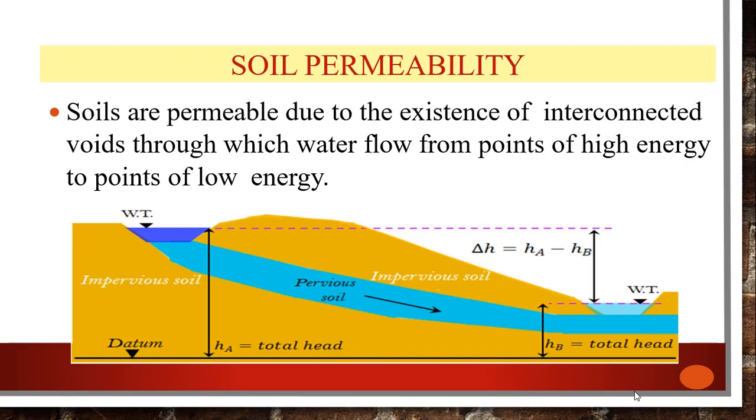As you can see in this picture, this is the pervious soil in which the water is flowing from a higher energy level to a lower energy level, in which HA is the total head at point A and HB is the total head at point B. So we can calculate the head loss, which is equal to HA minus HB.